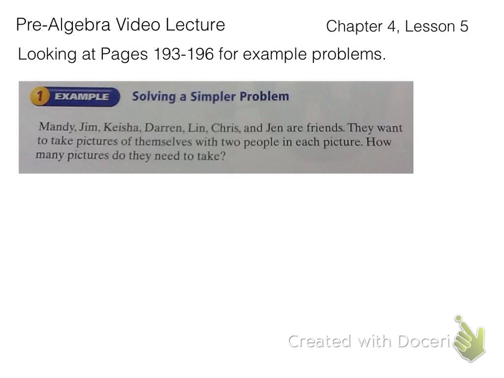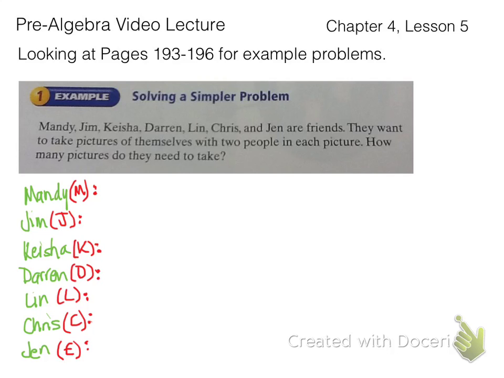Right, the first problem is Mandy, Jim, Keisha, Darren, Lynn, Chris, and Jen are friends. They want to take pictures of themselves with two friends in each picture. How many pictures do they need to take? Well, basically, I'm going to make a list of all the people, and then I'm going to shorten their names. And since I have two J's, I'm going to turn Jen into an E instead of a J so that I can keep track of them.